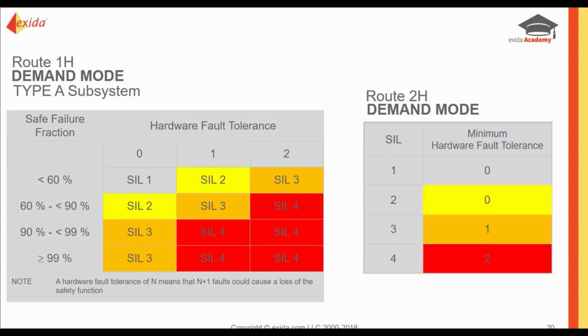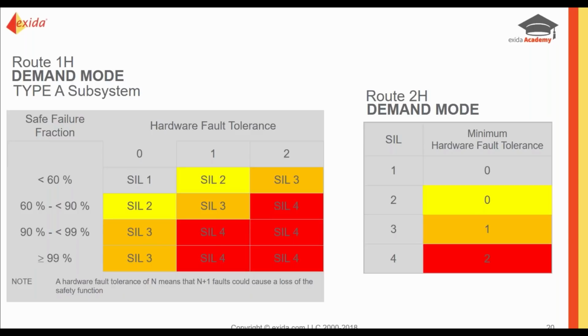The hardware fault tolerance in the architecture allows extra sets of equipment to do the same job. So if you have a hardware fault tolerance in this table of 0, there's no extra set of equipment. If you have a hardware fault tolerance of 1, you have 1 extra set of equipment. That might be a 1 out of 2 or a 2 out of 3.